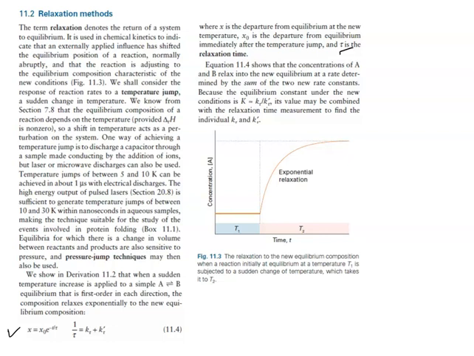So equation 11.4 shows that the concentration of A and B relax into the new equilibrium at a rate determined by the sum of the two new rate constants. Because the equilibrium constant under the new conditions is K equals k over k prime, its value may be combined with the relaxation time measurements to find the individual k and k prime.